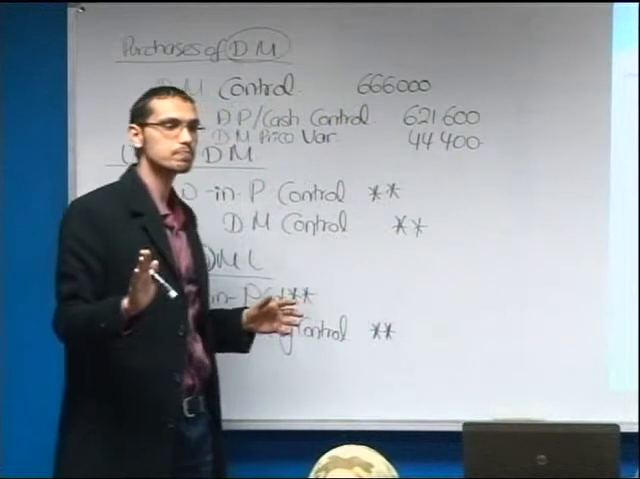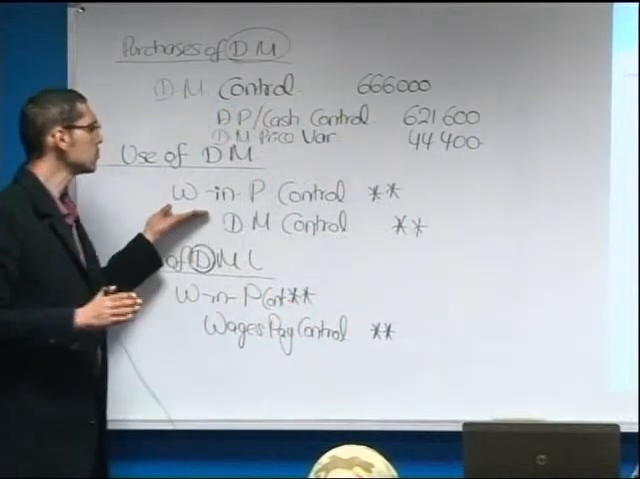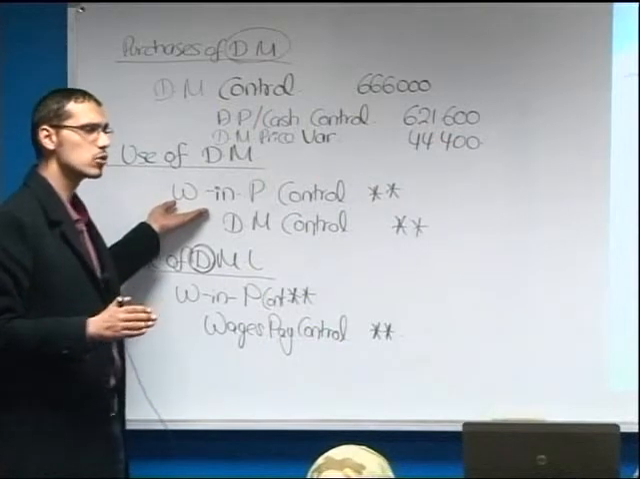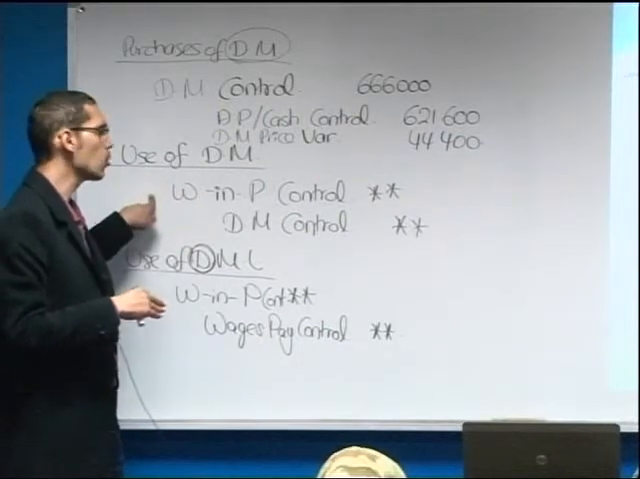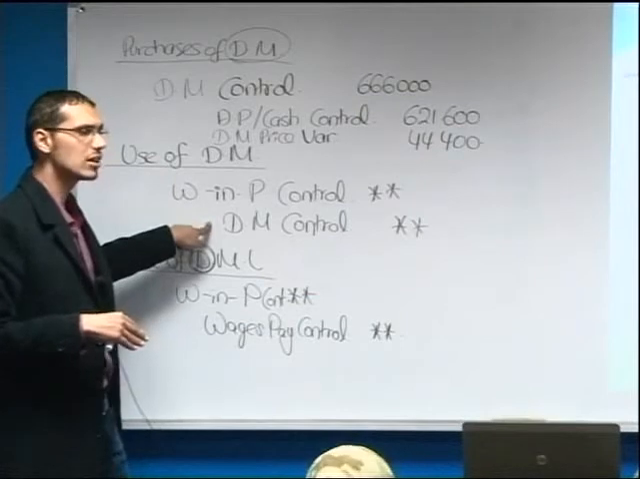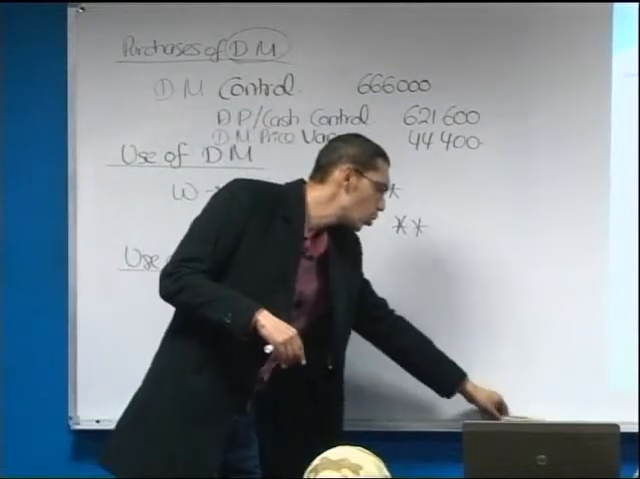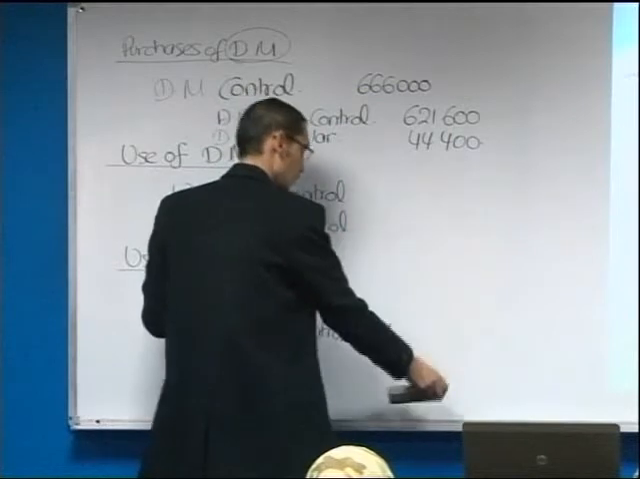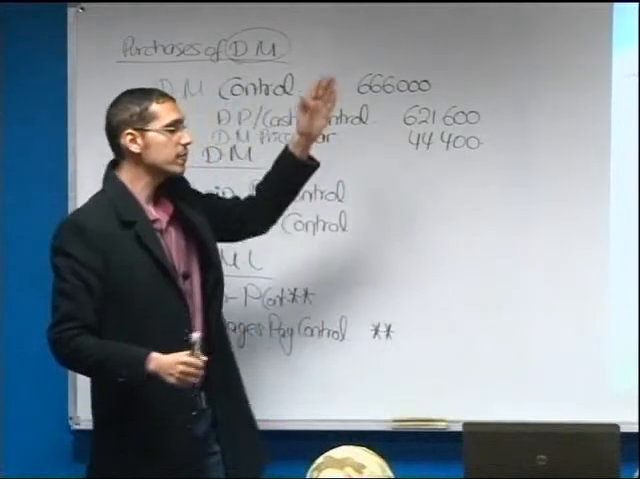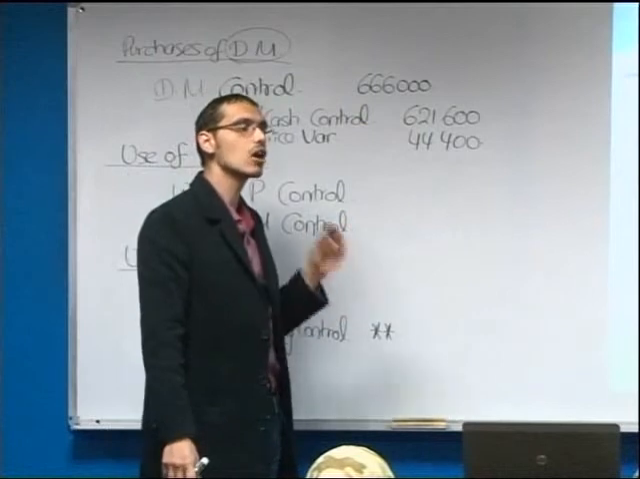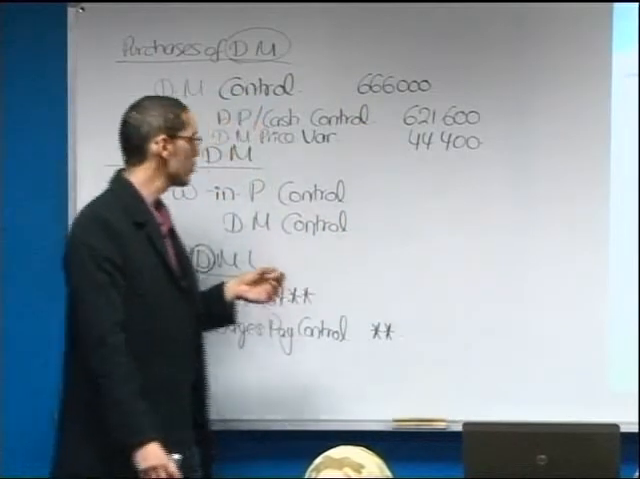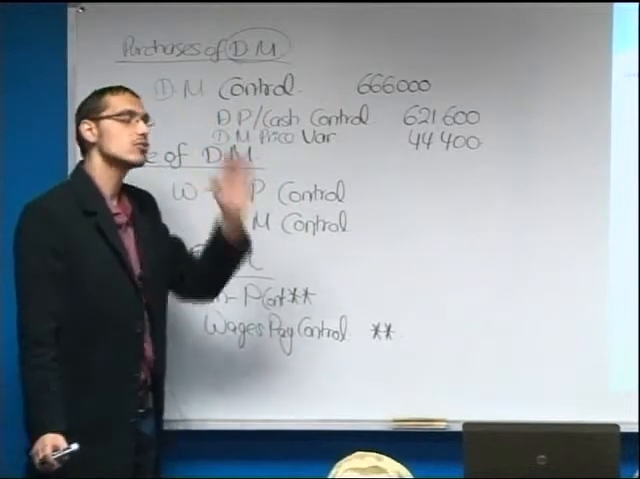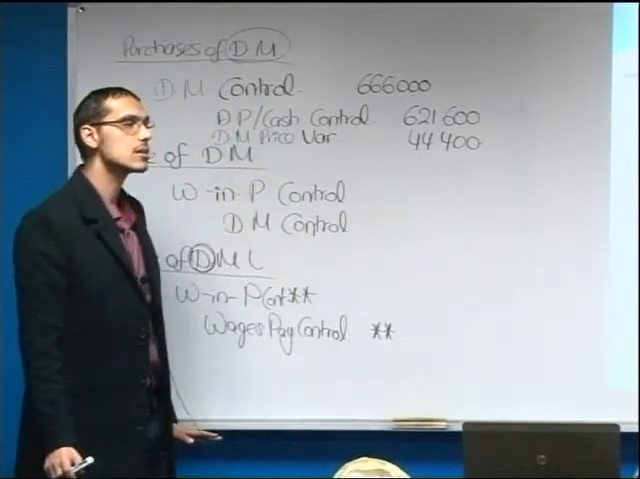Any questions? Now, if we are considering the use of the direct materials, of course, we would debit the work in process control and we would credit the direct materials control. According to our definition of the standard costing, we are going to debit the work in process by the standard quantity and, of course, the standard price.